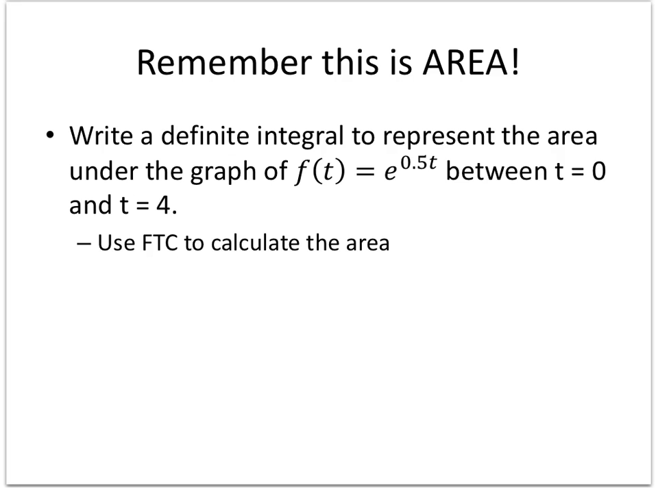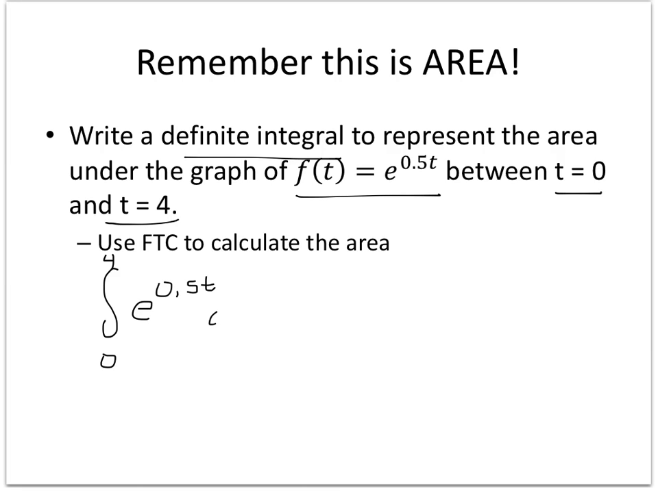All right, this says write a definite integral to represent the area under the graph of f of t equals e to the 0.5t between t equals 0 and t equals 4. So that would be from 0 to 4, e to the 0.5t dt. Now I use the fundamental theorem of calculus to calculate the area.